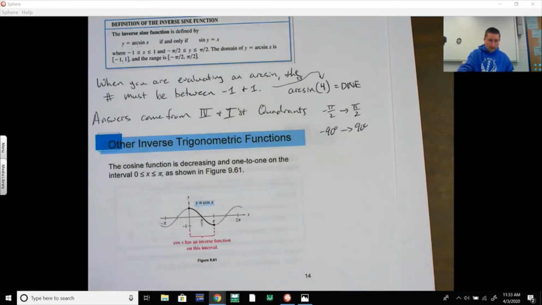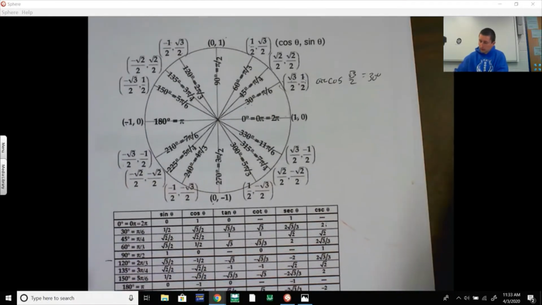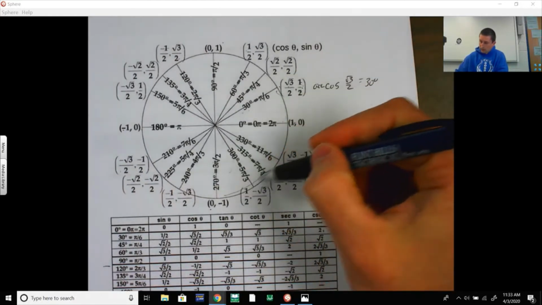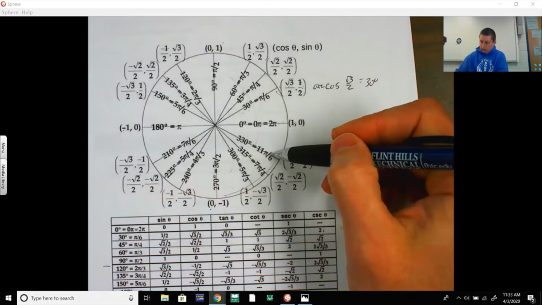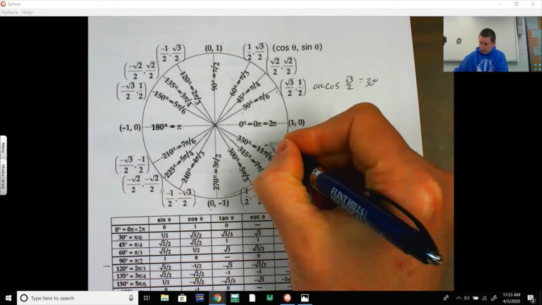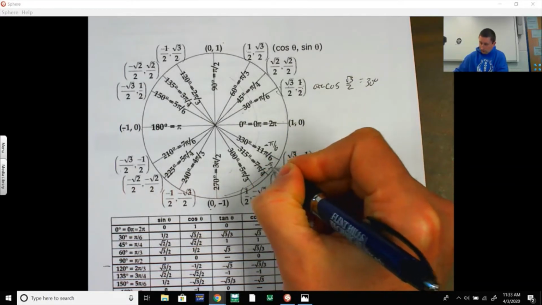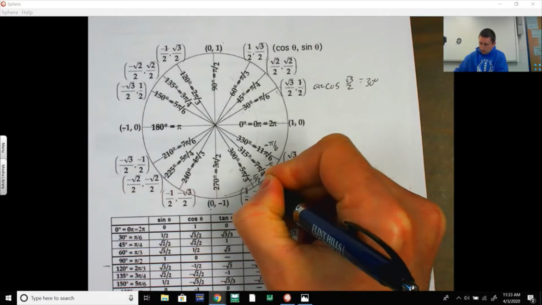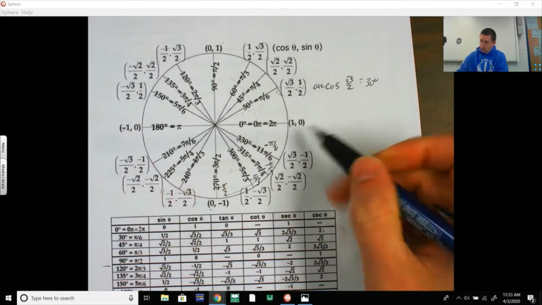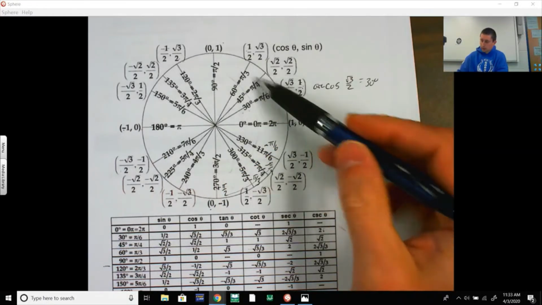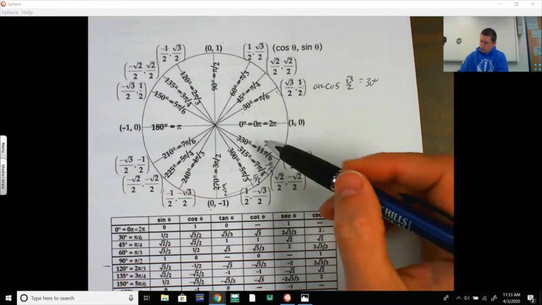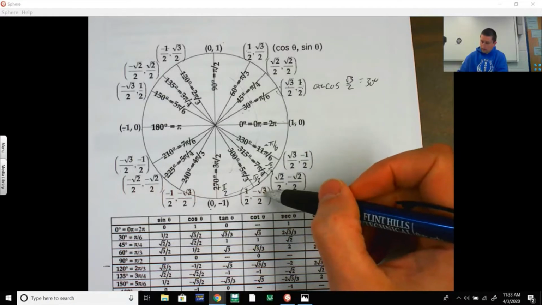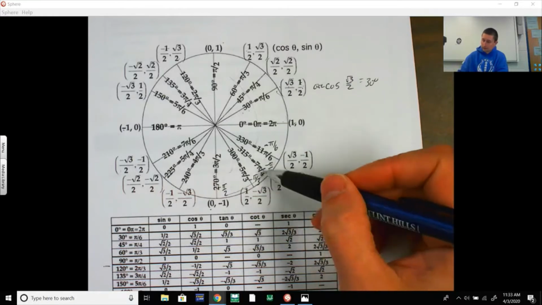So whenever you have an arc sine, your answer has to be one of these values right here. Don't use 11 pi over 6. Use negative pi over 6, negative pi over 4, negative pi over 3, and negative pi over 2. Your sine answers will come from these two quadrants. So if they want the inverse sine of negative root 3 over 2, you're not going to say 5 pi over 3, you're going to say negative pi over 3.